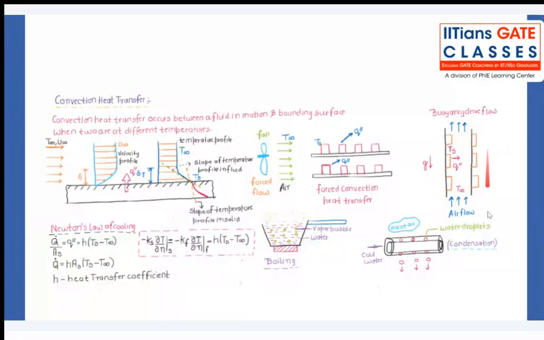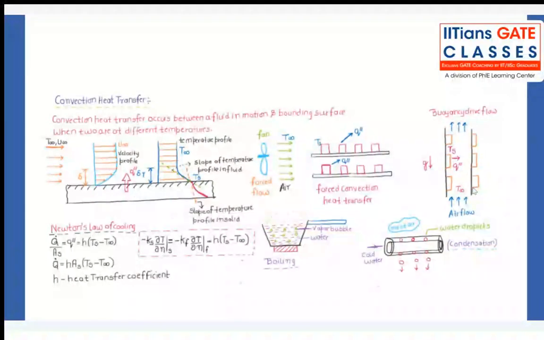In natural convection, what happens? As I am saying, convection means you will have a heated surface and there will be fluid flow happening around it. In forced convection, you are creating the flow mechanically by a fan, pump or blower. But in case of natural convection, the airflow is happening naturally.